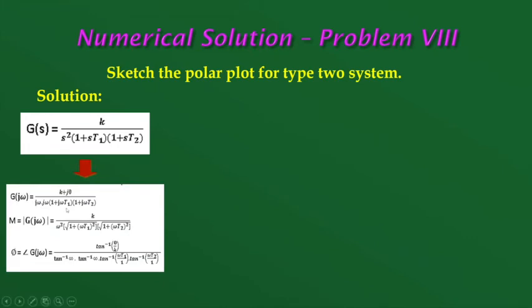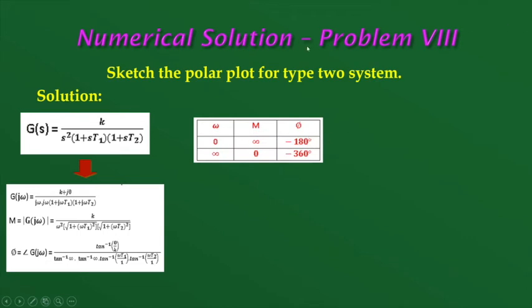Put s equal to j omega. Then find the magnitude by taking the mod of this value. So this is omega square, then root over 1 plus omega t1 square into 1 plus omega t2 square. Then write down the formula of the phase angle. So tan inverse 0 by k, and for omega square tan inverse infinity, and then tan inverse omega t1 by 1 into tan inverse omega t2 by 1.